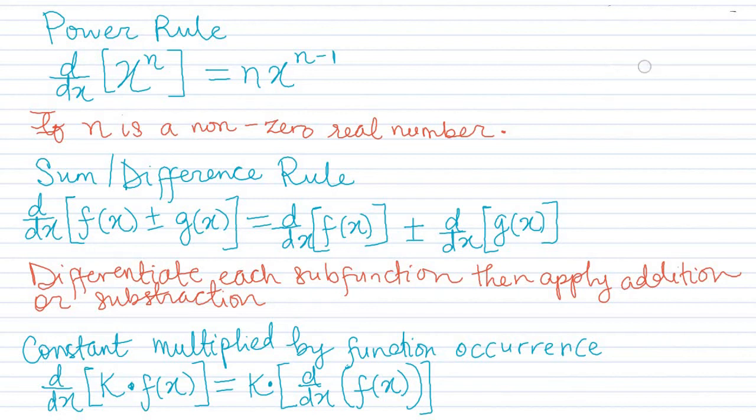And then the last one is the constant multiplied by function rule, where we have a constant, in this case represented as k, multiplied by a function. If you're trying to differentiate a constant multiplied by a function, you just have to bring out the constant and then multiply that constant by the differentiated value of the function. So you're going to see that on the next page.